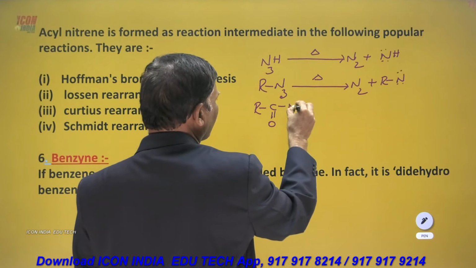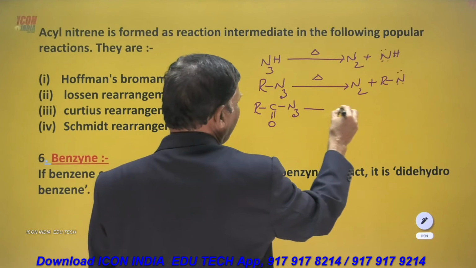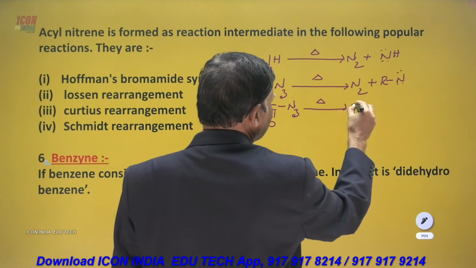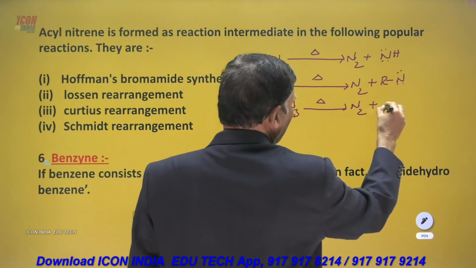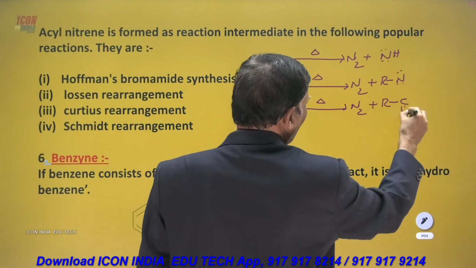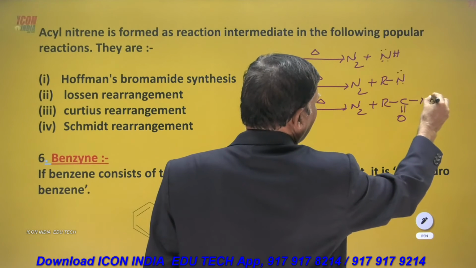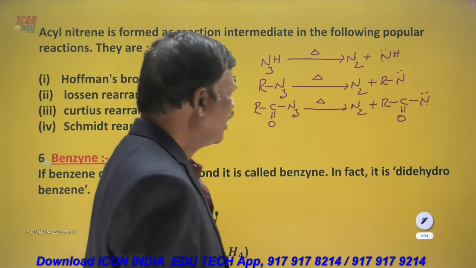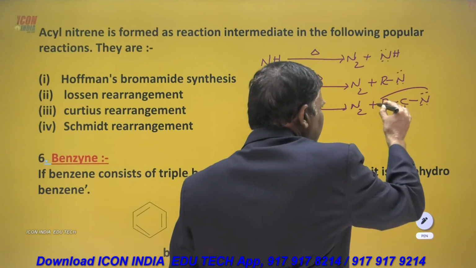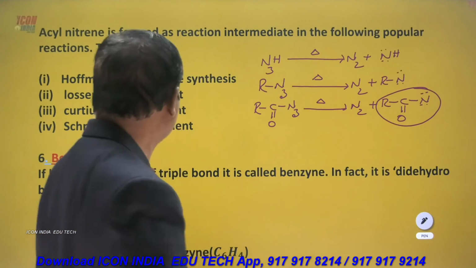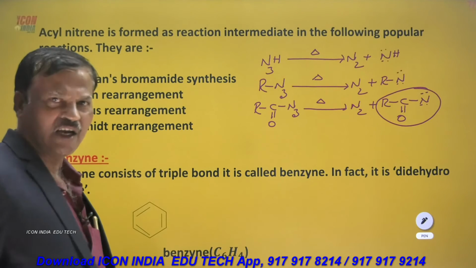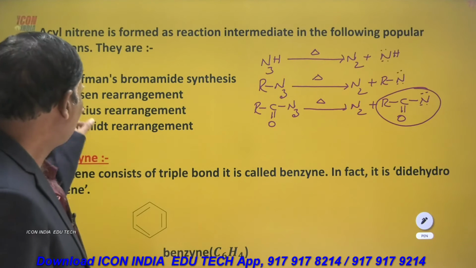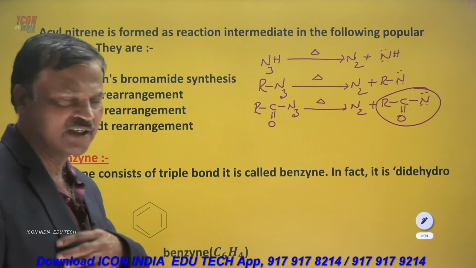RCON3, this is acyl azide. This acyl azide on heating decomposes to give nitrogen plus RCON, acyl nitrene. This acyl nitrene in particular is formed as a reaction intermediate in these important reactions: Hofmann's bromamide synthesis, Lossen, Curtius, Schmidt rearrangements. Okay.